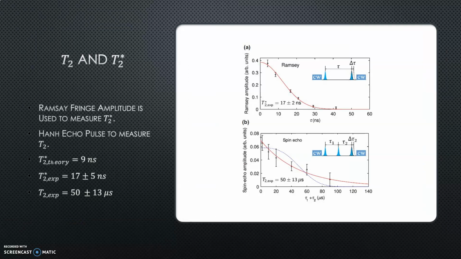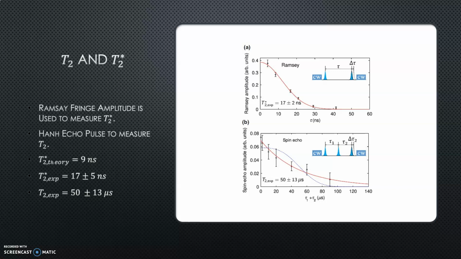Now we come to the calculation of T2 and T2 star. T2 star is extracted from the decay of Ramsey fringe amplitude as a function of pulse delay time. A fit for the data is shown in the figure using an exponential expression that gives a T2 star experimental value of 17 plus or minus 2 nanoseconds. This dephasing time originates from the inhomogeneous nuclear field due to the hyperfine interaction between electrons and lattice nuclear spins. For gallium donors in ZnO, this includes the hyperfine interaction from both the gallium nucleus and the zinc nuclei.